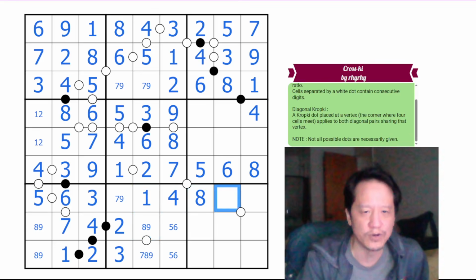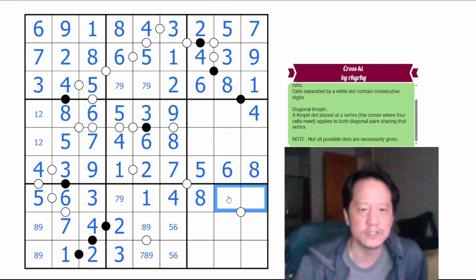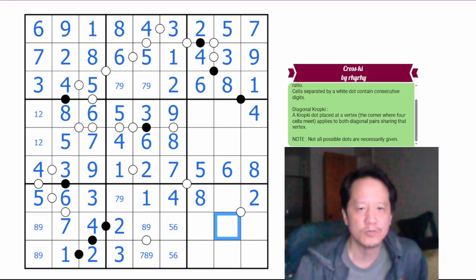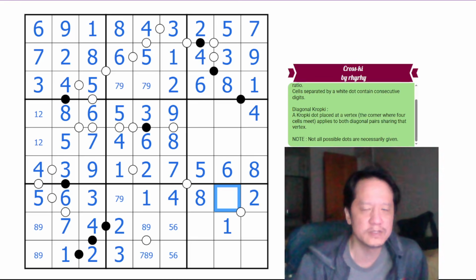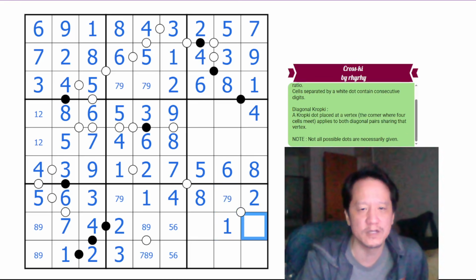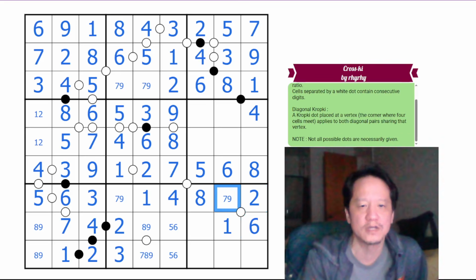So this is 1. That leaves the remaining digits in row 7 as 2, 7, 9. This can't be 7 or 9 because of the 7, 9 in the column. So that's 2, which has to be consecutive with 1 or 3 here. It cannot be 3 because of the 3 in the column. So that's 1. And this has to be 7 or 9 here, which is consecutive with 6 or 8. But 8 cannot be here because of the 8 in the box. So this must be 6, which is only consecutive with 7.